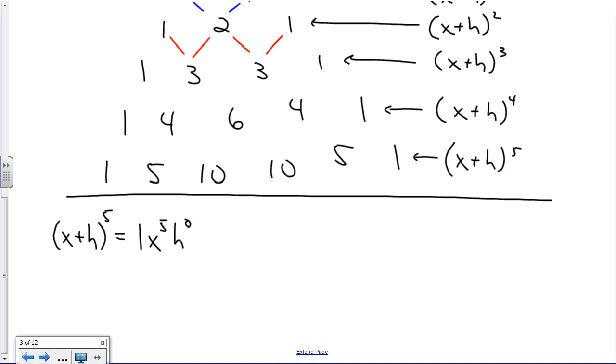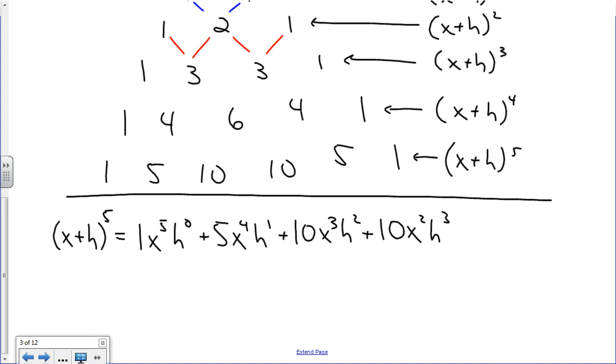And h to the 0. And then I add that to the next coefficient, which is the 5, and it's x to the fourth, h to the first. The next coefficient is the 10, x cubed, h squared. The next coefficient is 10, x squared, h cubed. Again, notice that I'm decreasing the powers on my x's, increasing the powers on h. Next coefficient is the 5, x to the first, h to the fourth, and then finally it's 1 times x to the 0, h to the fifth power.